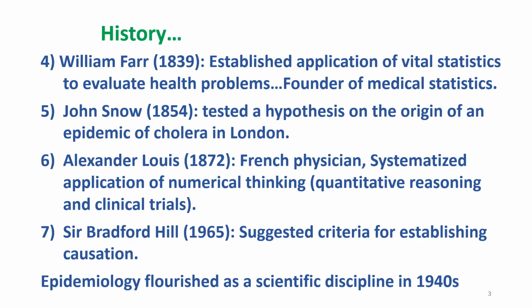Next came John Snow. John Snow in 1854 tested a hypothesis on the origin of an epidemic of cholera that happened in London in that year. We will look at his story and what he did in just minutes. You should never, after this story, forget John Snow and what he did.